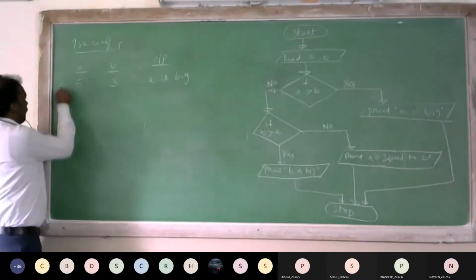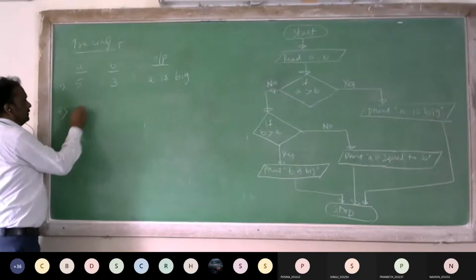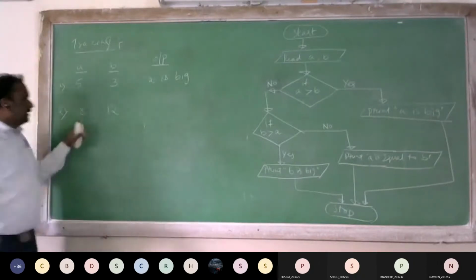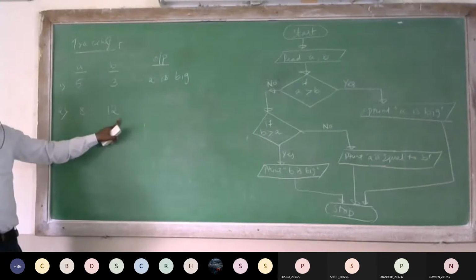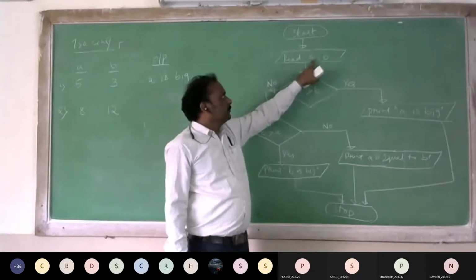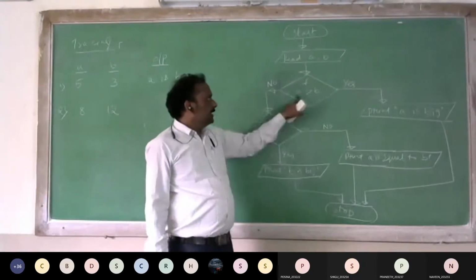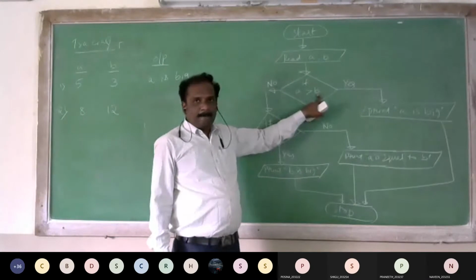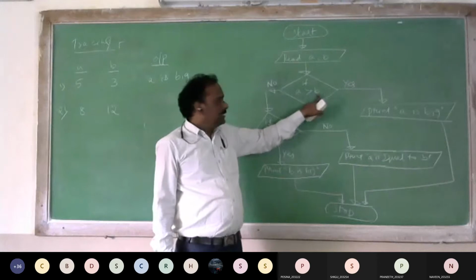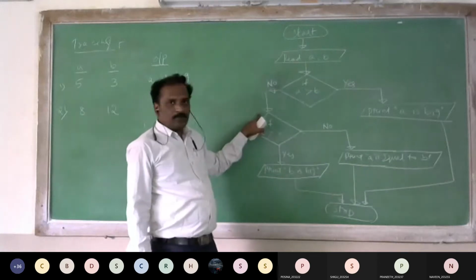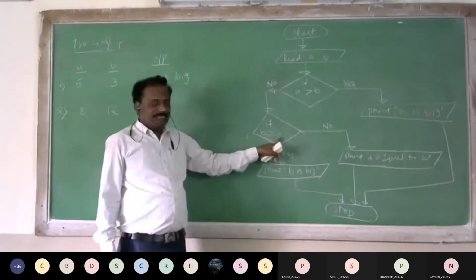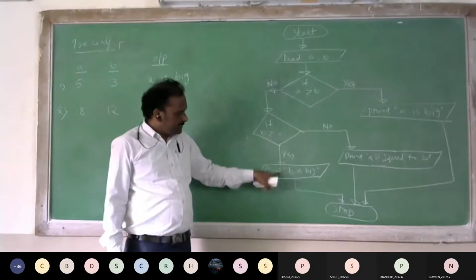Now, second example. A is 8 and B is 12. The second case. Now, start, read A, comma B. 8 and 12. Now check the condition. Is 8 greater than 12? No. 8 is not greater than 12. No means follow this arrow. Now, is 12 greater than A? Yes. Yes means follow this arrow.